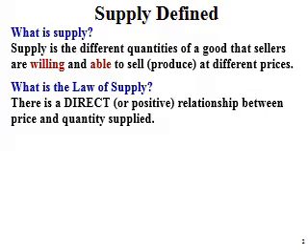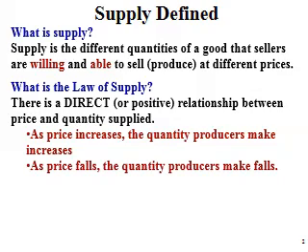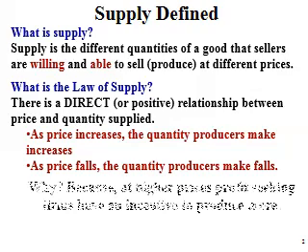Just like with demand, there's the law of demand. As price increases, the quantity demanded would fall. With the law of supply, we see a direct relationship between price and quantity supplied. And so as the price increases, the quantity producers make will also increase. Again, think of it like a seller. If the price goes up, you want to sell more of your product as the price is high. The inverse is true as well. As price drops, the quantity that you would make as a producer will fall.